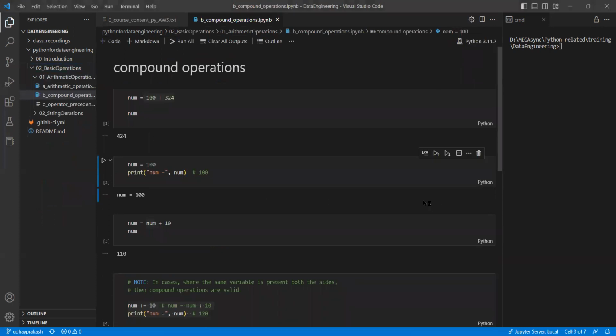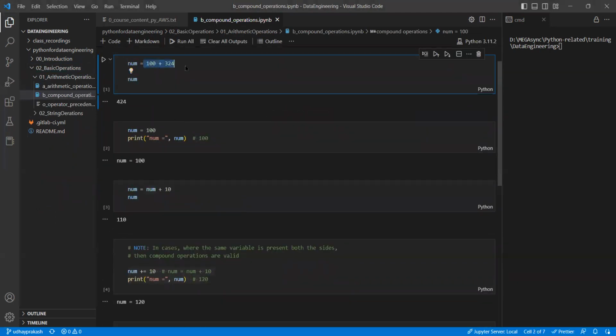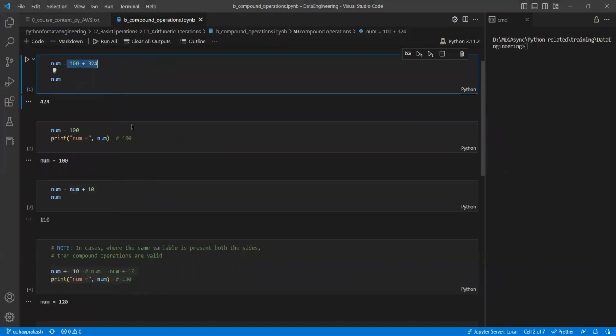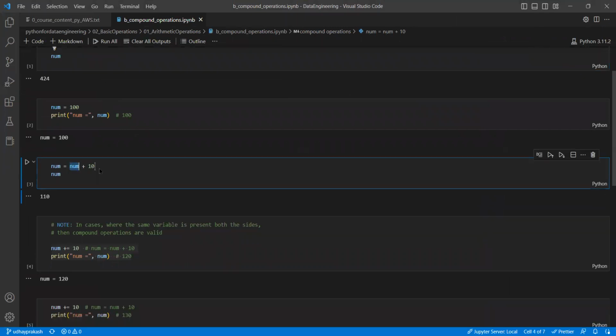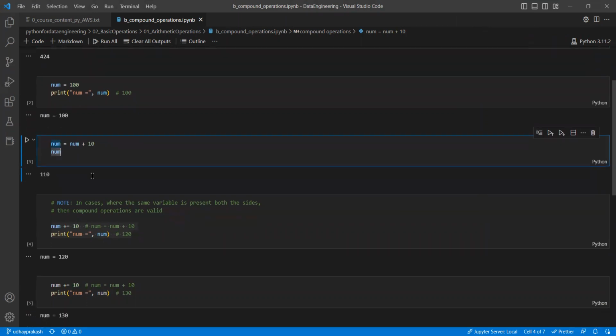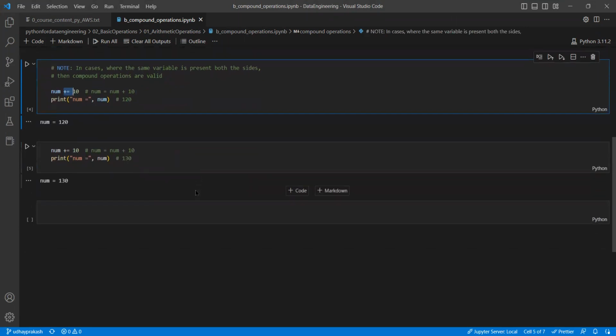Okay. So how to work on it? I showed you something called compound operations. Compound operations means, for any arithmetic operation like addition, subtraction, multiplication, if the same variable is on the left-hand side and the right-hand side, then you can use the compound operator. Instead of number is equal to number plus 10, we can do number plus equal to 10. Similarly, we can have minus equal to.